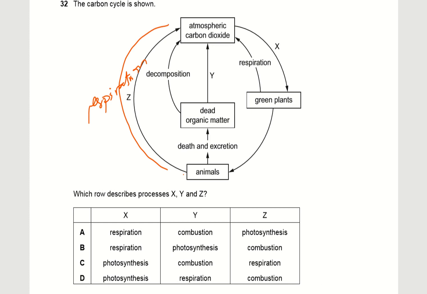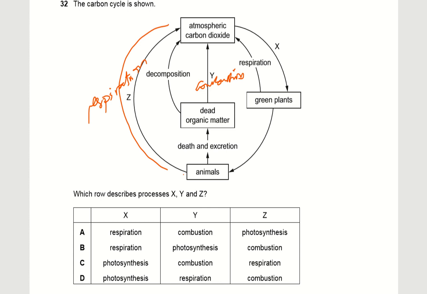Then another way, what happens to the animal: death, excretion, dead organic matter. Then Y: dead organic matter to atmospheric carbon dioxide. That should be combustion. Yes, combustion. Plant material, animal material, atmospheric carbon dioxide, combustion.